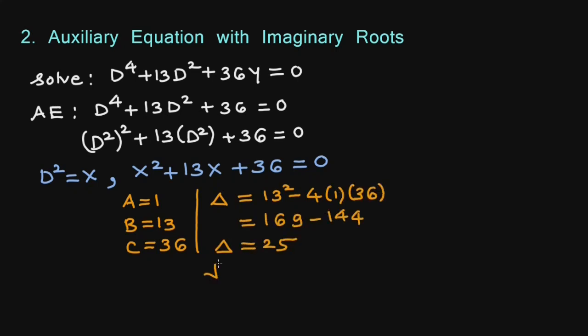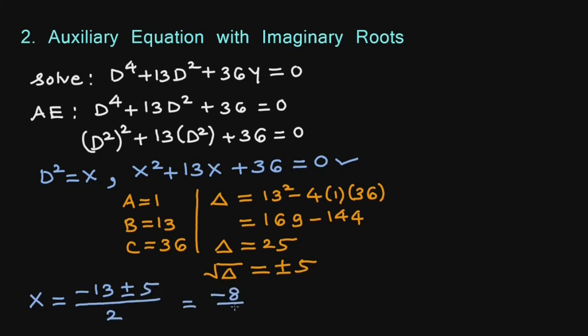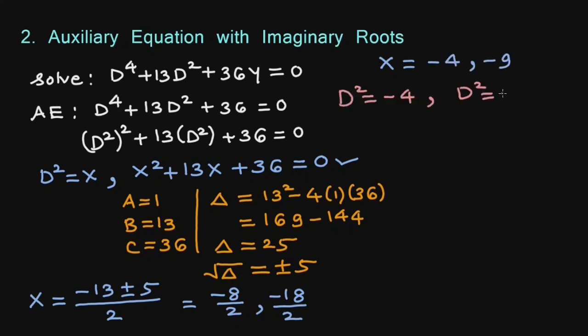Square root of the discriminant delta is plus minus 5. So by the quadratic formula, x equals minus b, minus 13, plus minus 5 upon 2a, which is 2, so minus 8 upon 2, or minus 18 upon 2. So x is minus 4 or minus 9. So D square is minus 4 or minus 9.